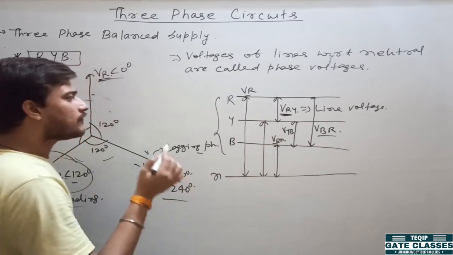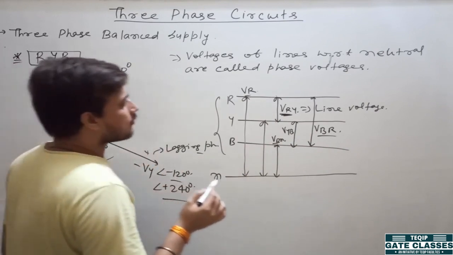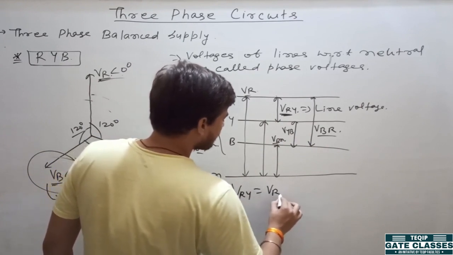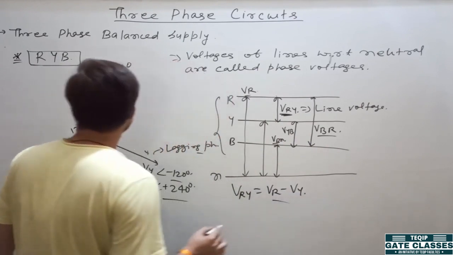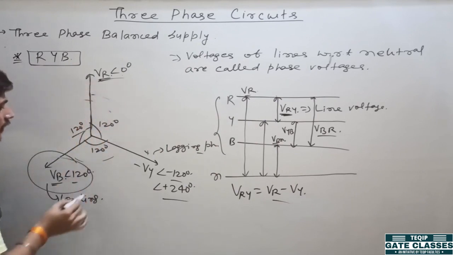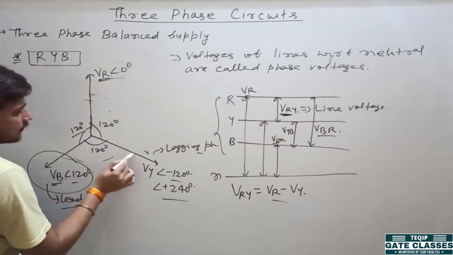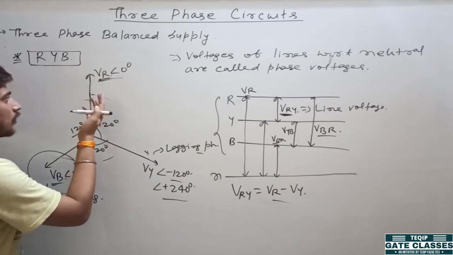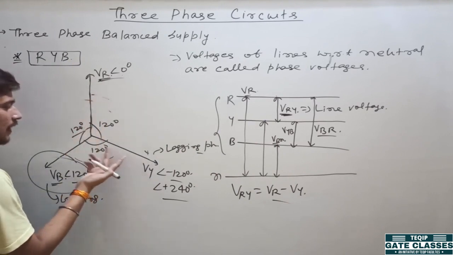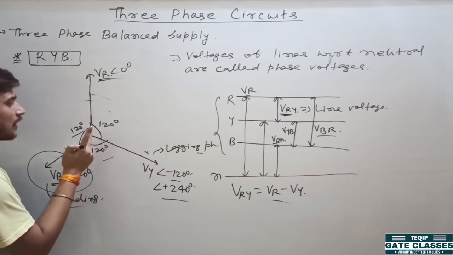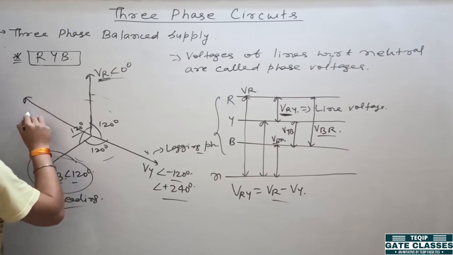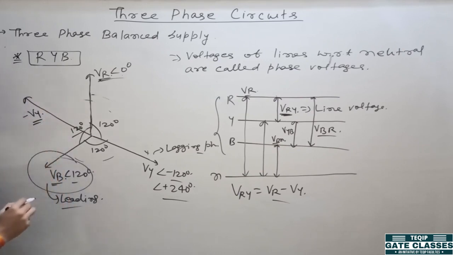So what is the meaning of VRY? The meaning of VRY is nothing but VR minus VY. That means you are having the vector like this. This is VR. Now this is VY. Now you have to plot VR minus VY. So what is the meaning of minus VY? Minus VY means it will be shifted by 180 degree. So this part is your minus VY.